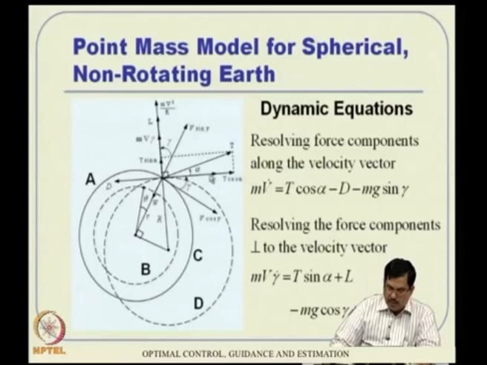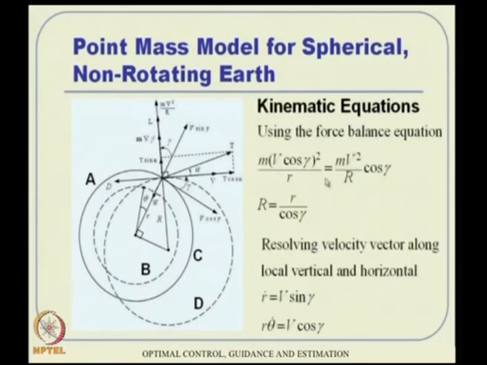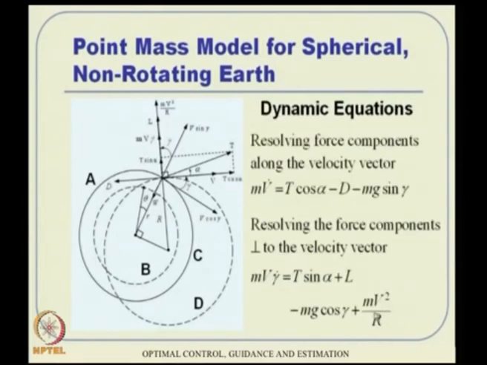Now, we have to resolve the perpendicular direction to that, which is that one, and that is where the gamma dot equation will pop up. This m V gamma dot is the net resulting force along this direction. Here you can see that one component comes from T sin alpha from the thrust, there is a lift vector acting along that, there is a gravity component subtracting, mg cos gamma, and there is m V squared by R, which is actually the centrifugal force. Here we have derived a relationship between big R and small r. So, you can substitute that and simplify this equation in terms of r.